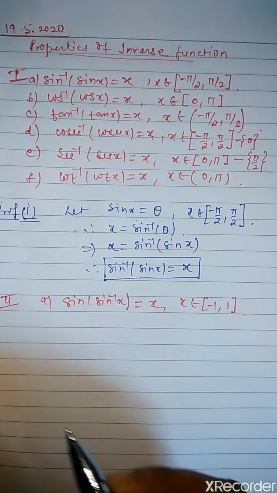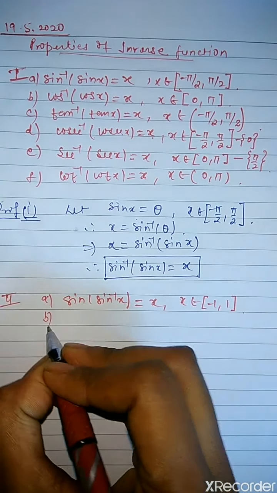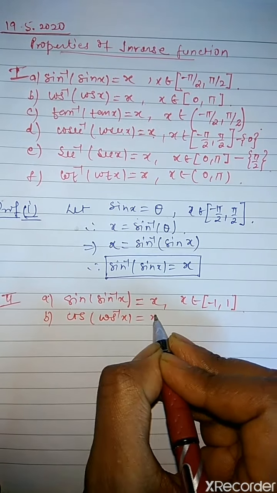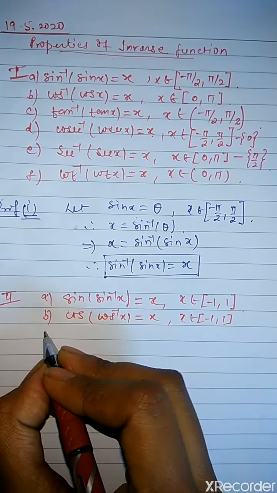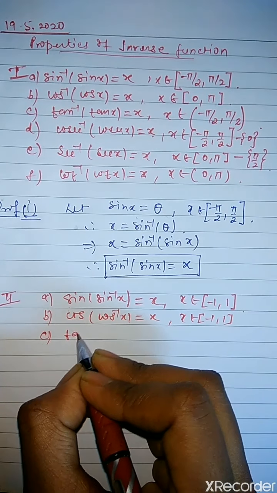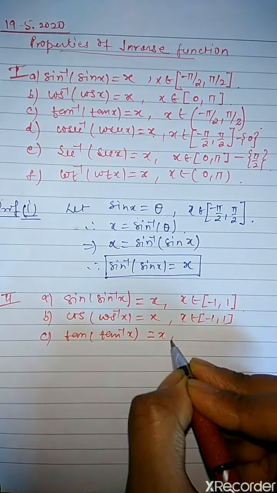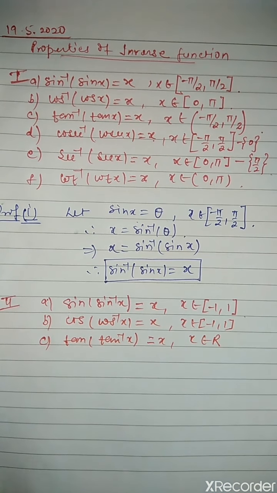Let us first see all the properties relating to this term. The second is cos of cos inverse x equals x, and here x belongs to minus 1 to plus 1. Fine. Third one is tan of tan inverse x, and this is again equal to x. The condition is x belongs to the real numbers R.